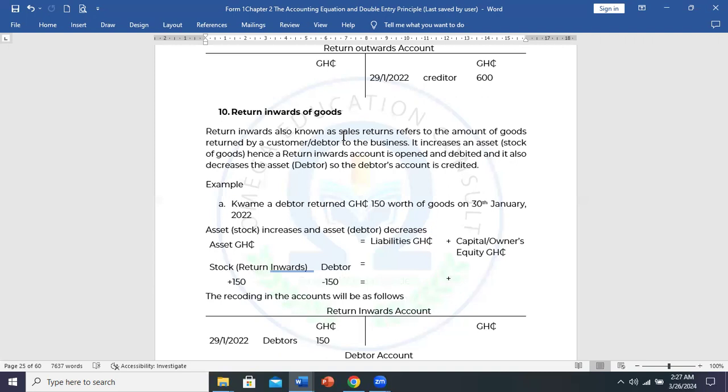So here, let's look at the scenarios. If we sold, let's say, 20 pence to customers and they return 5 back to us, what is going to happen? The 5 they are returning back to us will increase the goods that we have.